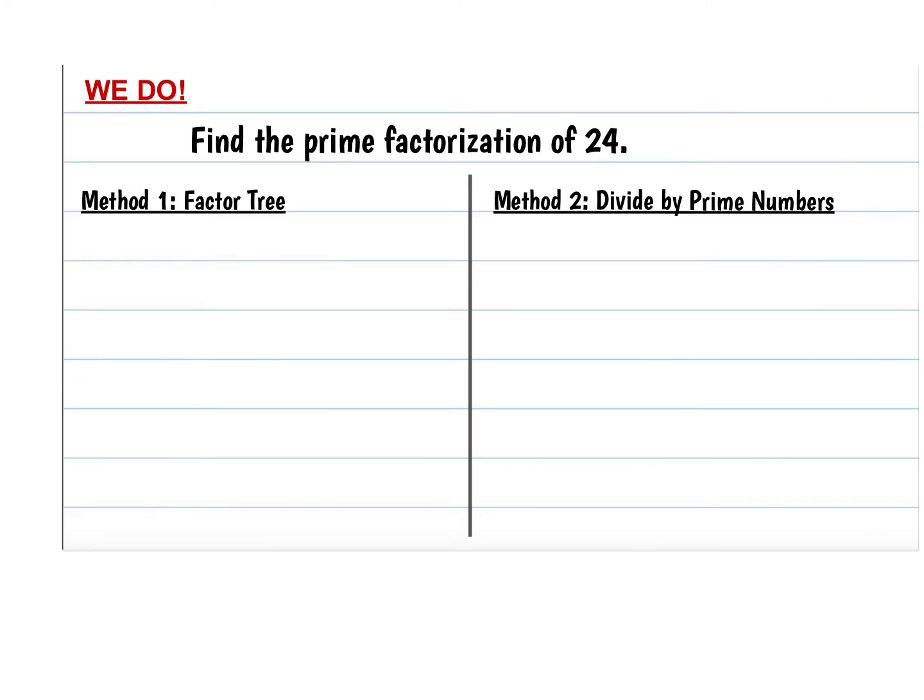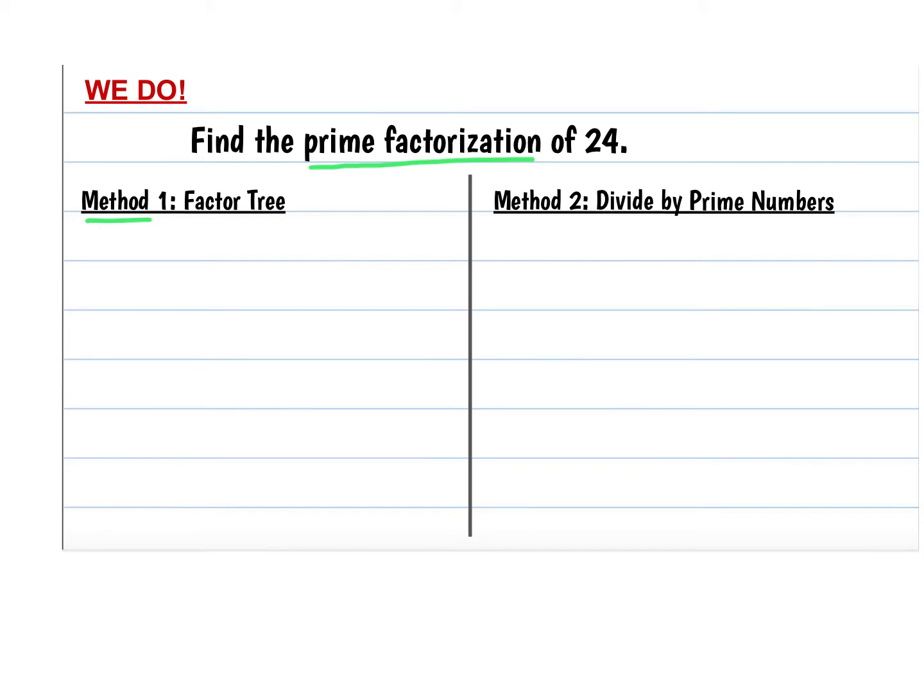So we're going to try two methods to find the prime factorization of 24. You are going to find, again, the prime factorization. You are looking for the prime numbers that you can multiply together, factors, to make 24. So the first method is our factor tree. I want to make sure you write down both of these examples so that you have them in your notes to reference later.